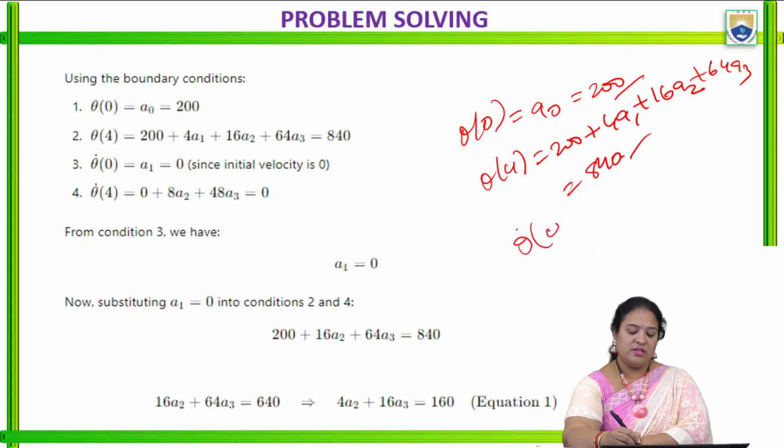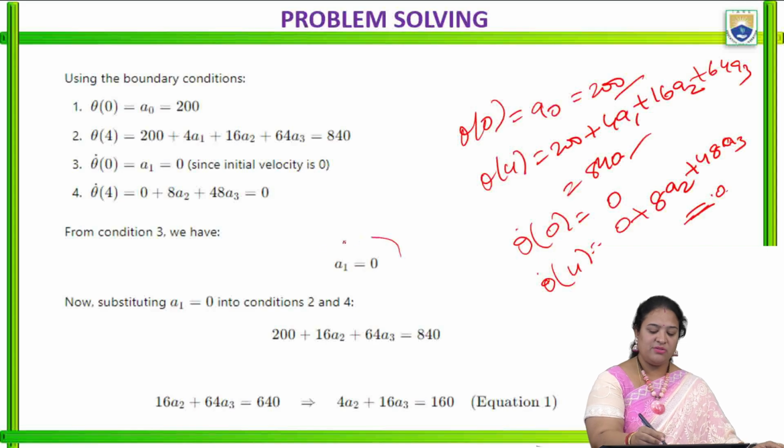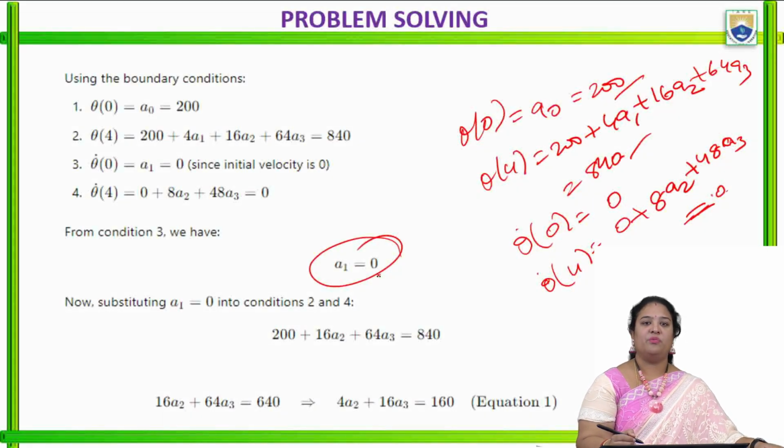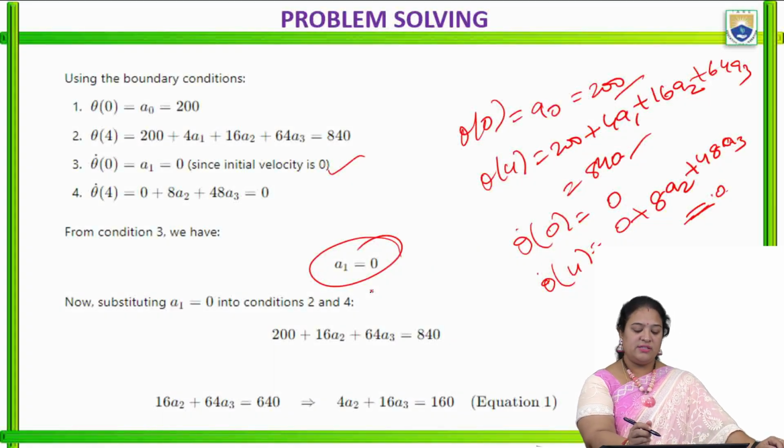But the angular velocity at 0 is nothing but 0, and the velocity at 4 is nothing but a1 plus 8a2 plus 48a3, which is equal to 0. So from this we have got a1 is equal to 0, from the condition 3.